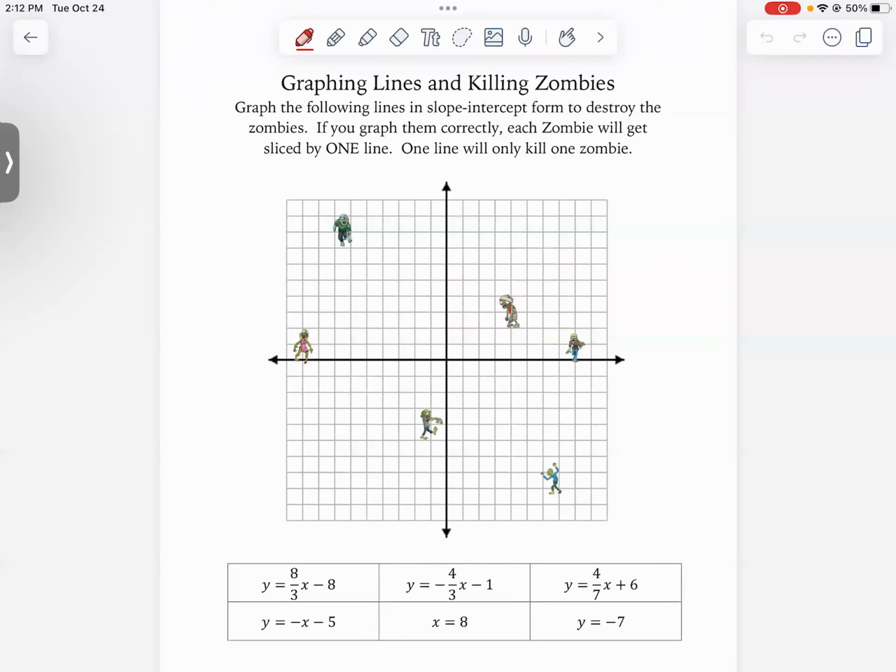All right. So when we graph our lines here, on this one, we have a slope of 8/3 and a y-intercept of -8. Is this -8 right there? Yes. Okay. So up 8/3, up 8/3, and then we connect them with the line, right? Okay. So there is line number 1.